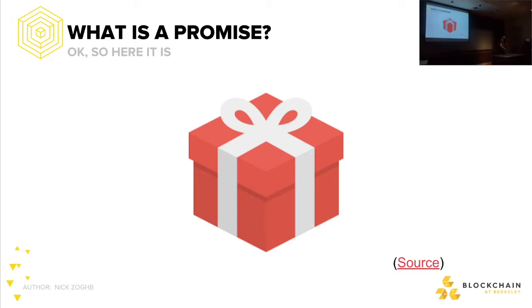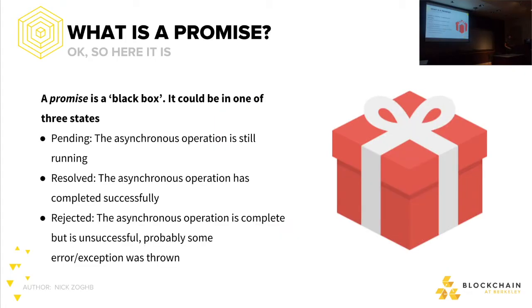So a promise at any one time could be in one of 3 states. It could be pending, so the asynchronous operation is still running. It could be resolved, so it's completed and it returns something back to you. And then lastly, it could be rejected, which means that it finished but it was unsuccessful, it errored, or some exception was thrown. Make sense? Cool.